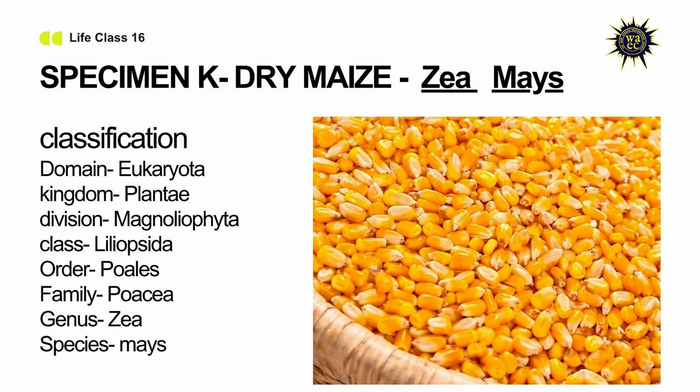Specimen K is dry maize. So the botanical name for maize is Zea mays, and you can see that I have underlined it here. So this is how it should be written in case we are asked to provide the botanical name of that specimen.